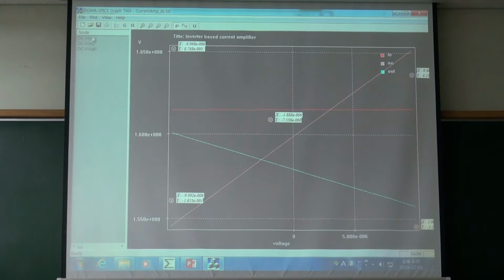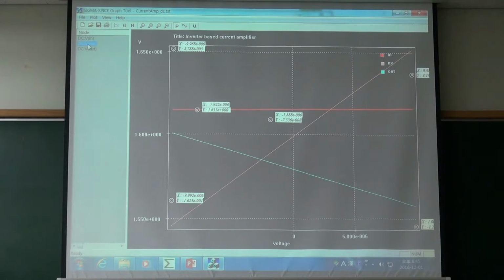Okay. Then my input voltage is what? Input voltage is the red one. So my input voltage is 1.615, around the logic threshold voltage, right? This should be the logic threshold voltage. As current increases, it increases slightly.